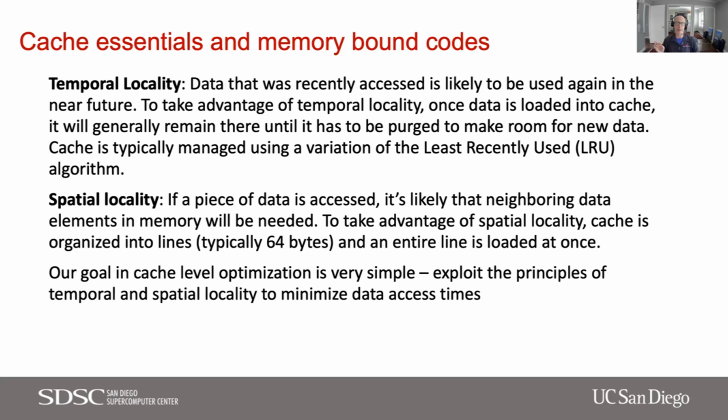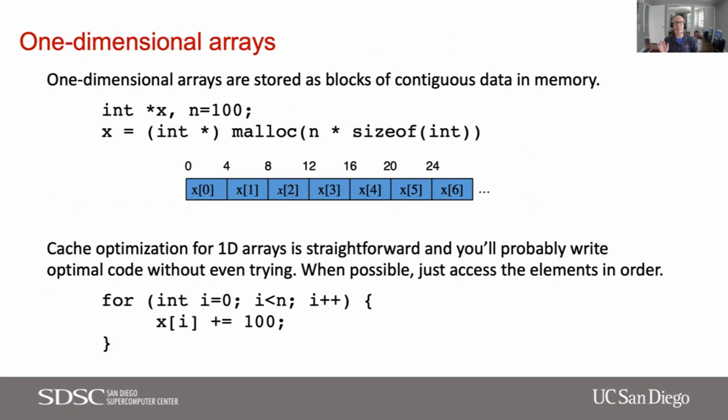So our goal in cache level optimization is very simple. We are going to exploit these principles of temporal and spatial locality to minimize data access times.